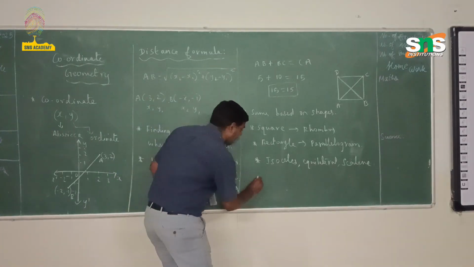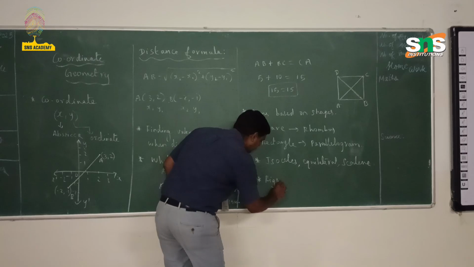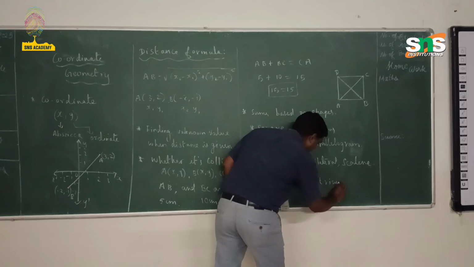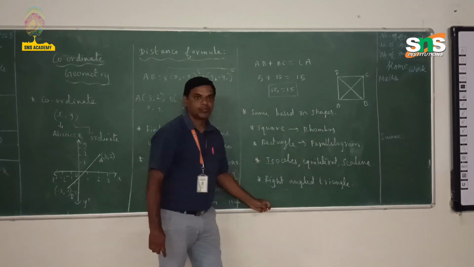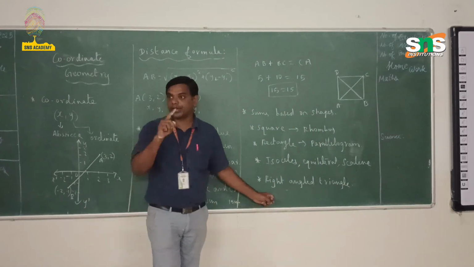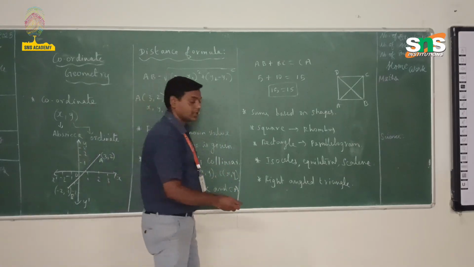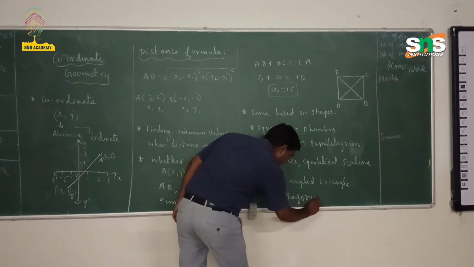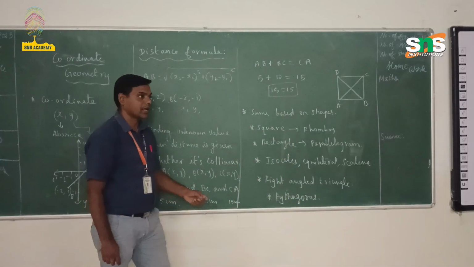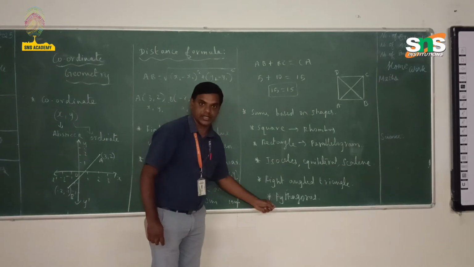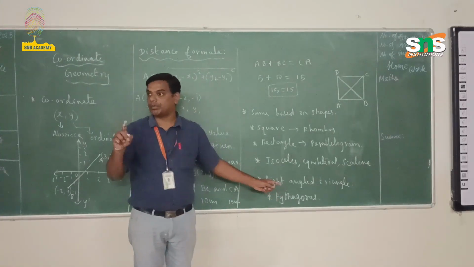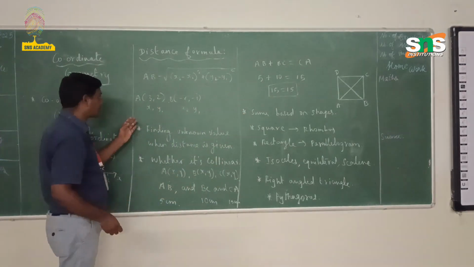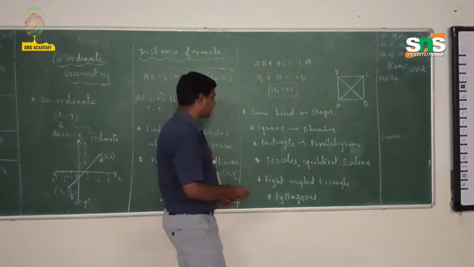And one more thing is there: the right angle triangle. Here, when the coordinates are given, we have to find the distances and then use the Pythagoras condition. If the values satisfy the Pythagoras condition, then we can say that the coordinates form a right angle triangle. You understand? So these are the tests for sums based on distance, and one more thing that is very important.